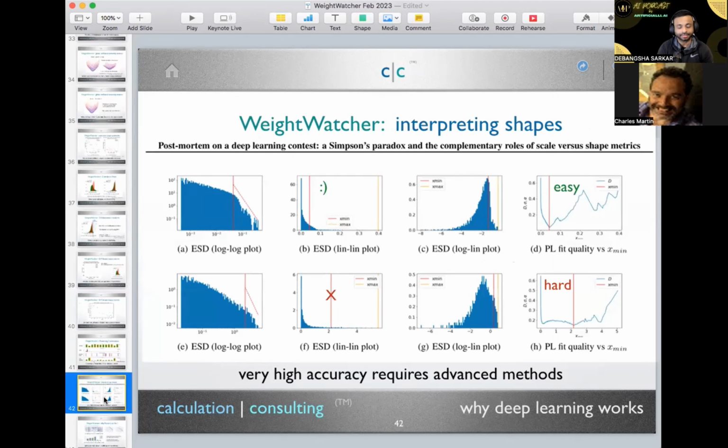Now there are cases, and this is where you start getting into more subtlety. What you'll find when you run the tool is that sometimes you get really good power law plots, and sometimes it's really easy to detect the power law shape, and sometimes it's hard. When it's easy, if I plot the quality metric, the KS distance, versus the start of the tail, you'll see there's clearly a global minimum. In cases where it's hard, you'll see there are two local minima with a very small barrier between them.